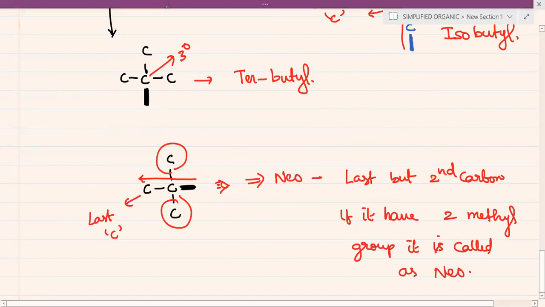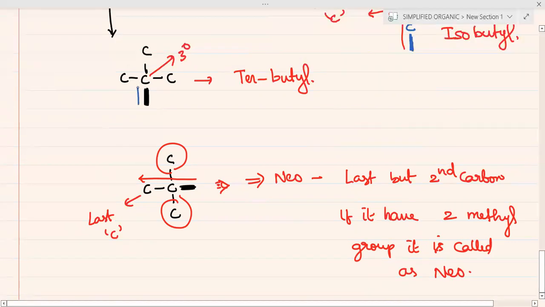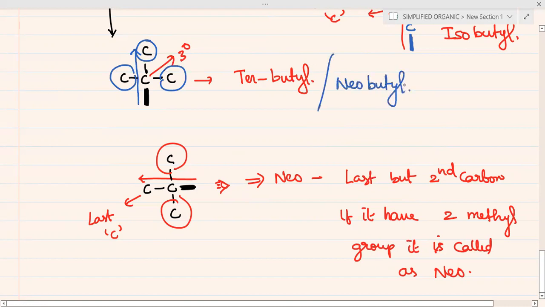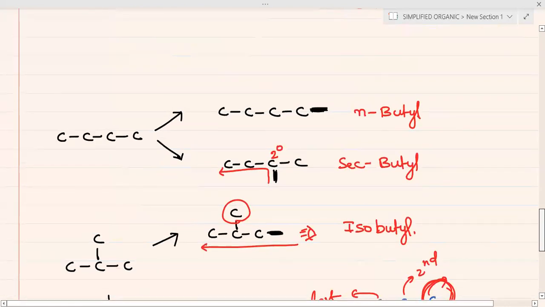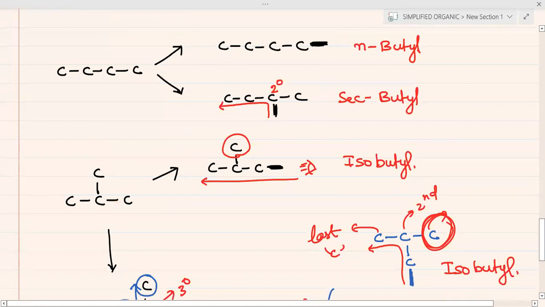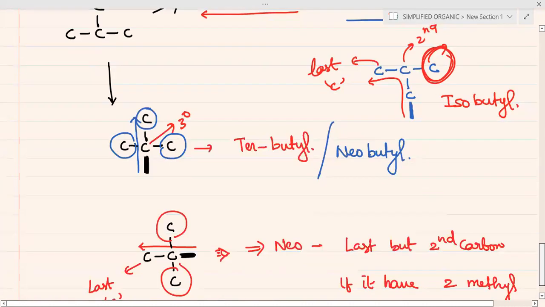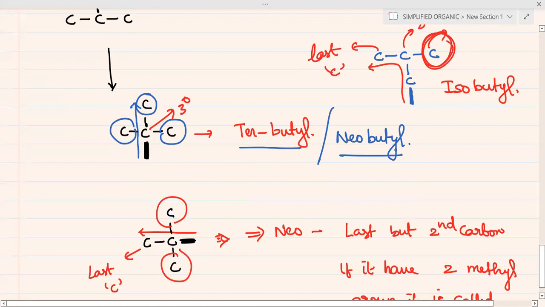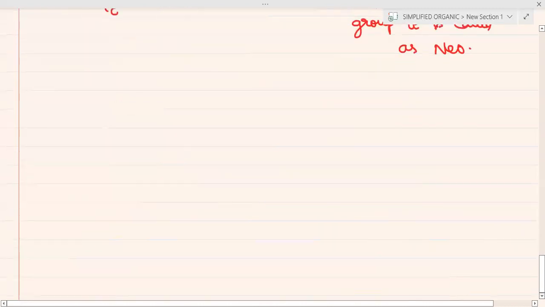Means, see, if I travel from this direction, this is the last carbon. Last but second carbon has two methyl groups. So tertiary butyl is also called neobutyl. I hope this is clear, everyone. So with four carbons, I can get four branches: n-butyl, secondary butyl, isobutyl, or tertiary butyl or neobutyl. So total four branches with four carbons.